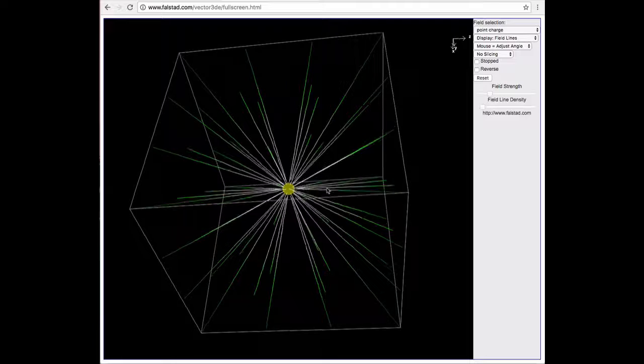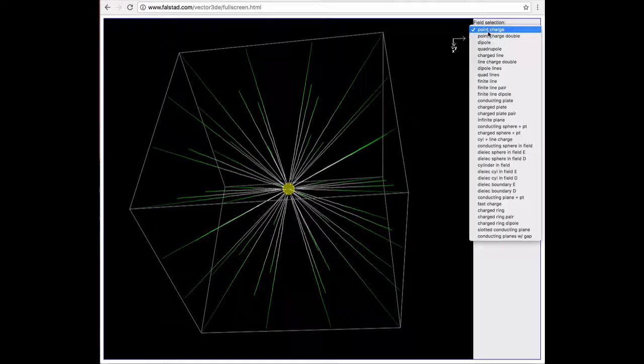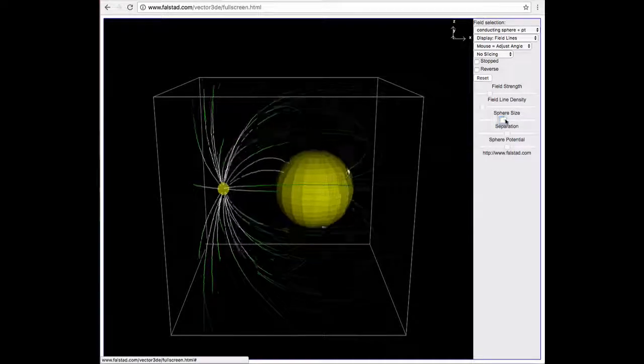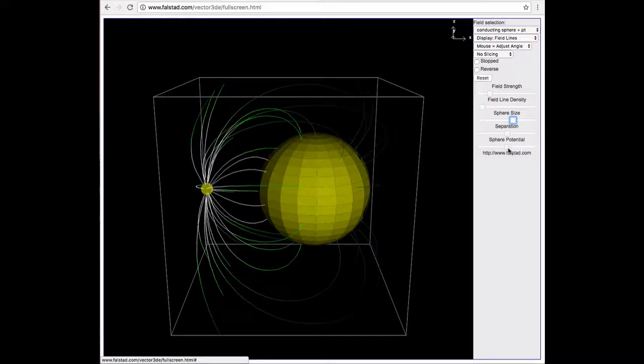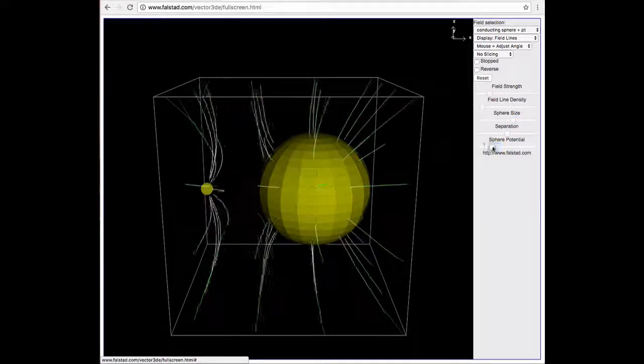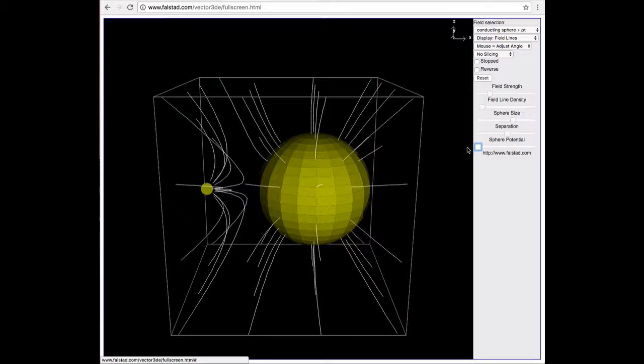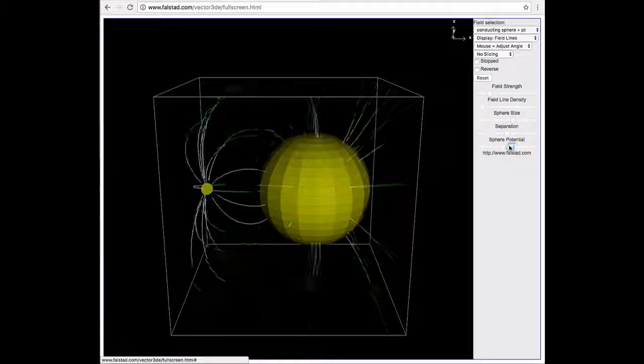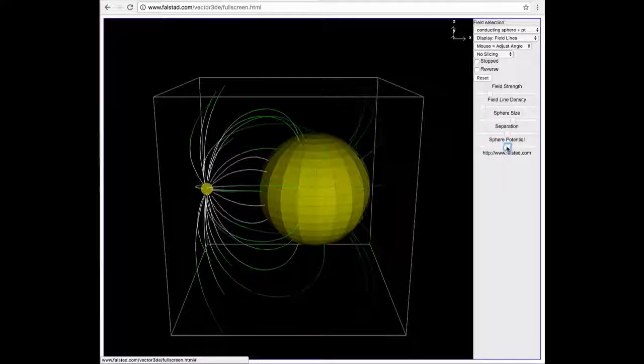That's a good way to think about it. Another good example, or another weird way to look at this, is to go to the conducting sphere and point charge. I'm going to make the sphere a little bit bigger here, and I'm going to make the sphere potential, similarly charged, oppositely charged, and you can see the interaction between the field lines in this example.